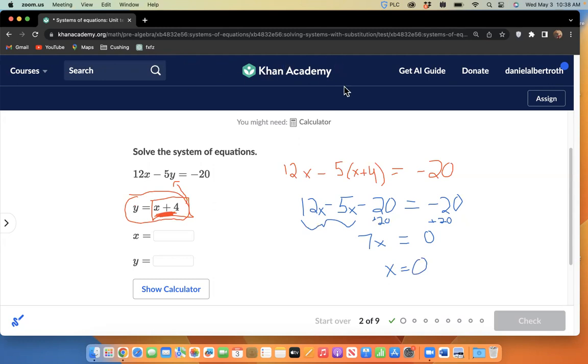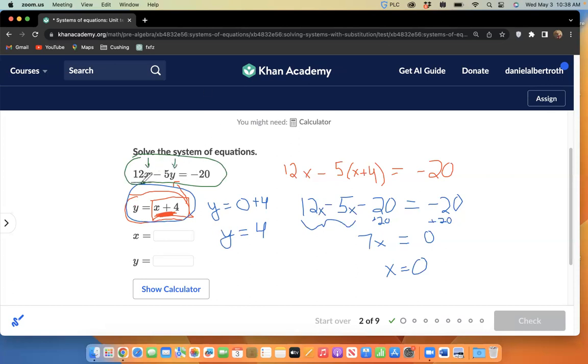What would that mean y is? So let's use this equation. If x is 0, y must equal 0 plus 4. So if x is 0, then y is 4. I'm going to check that, though. I think it's right, but I'm going to check it in this equation here. So if I can plug in 0 for x and 4 for y, and this equation works out, I'm very confident this is the right answer.